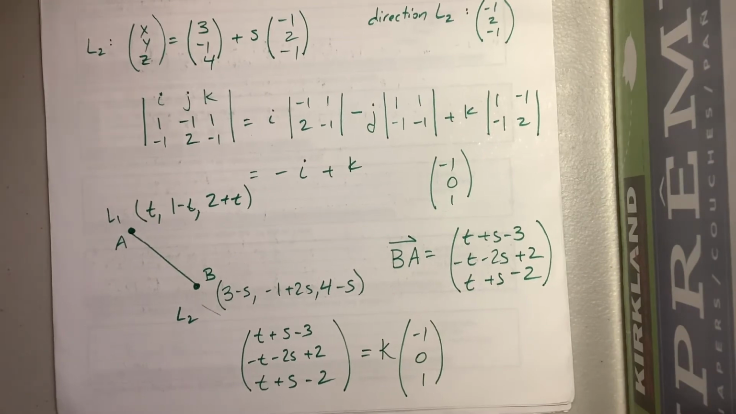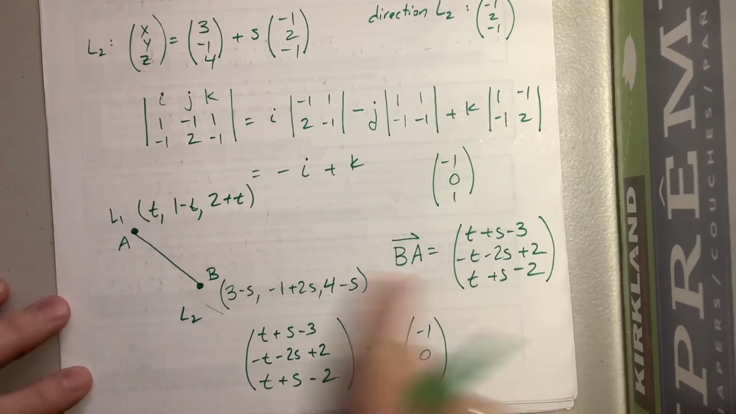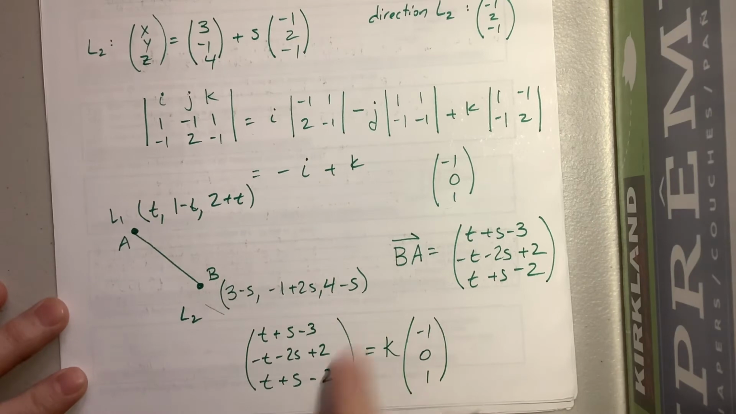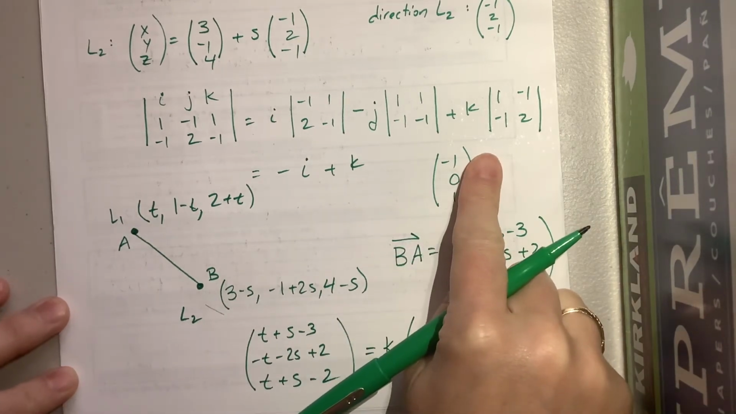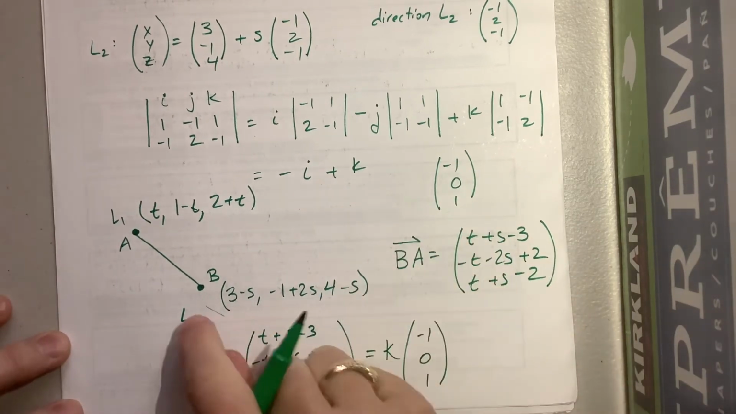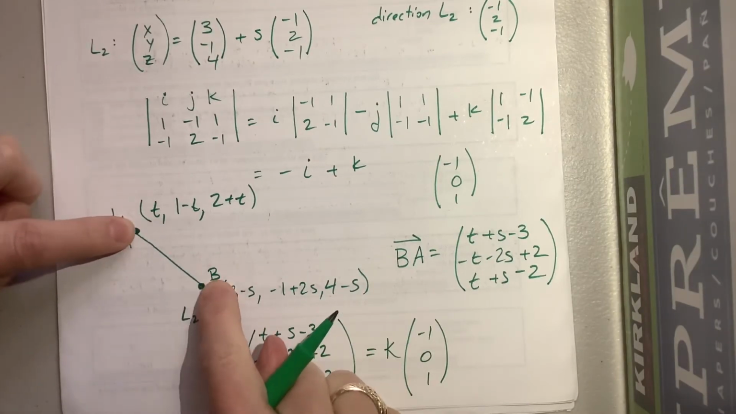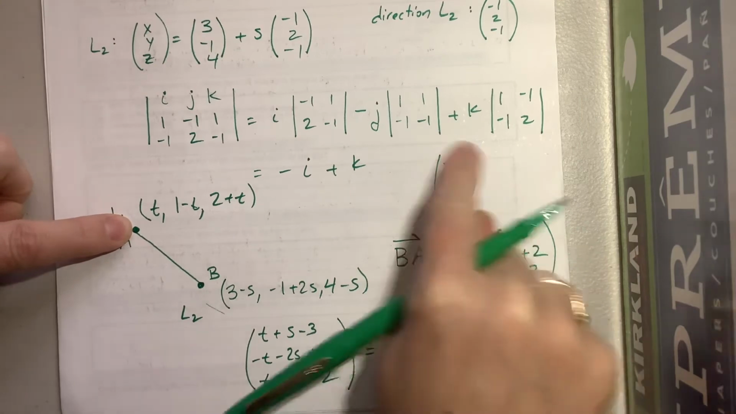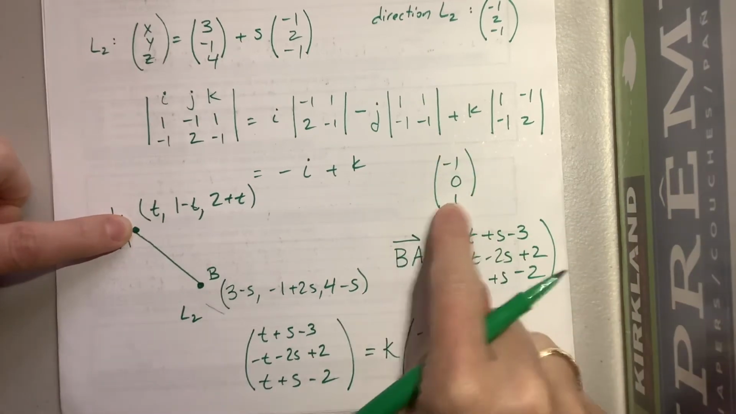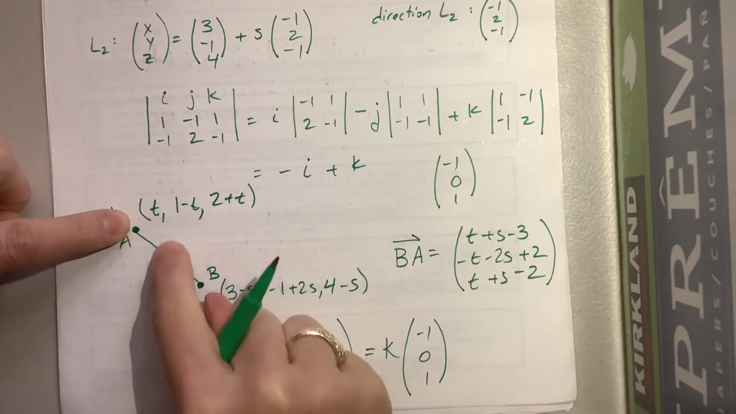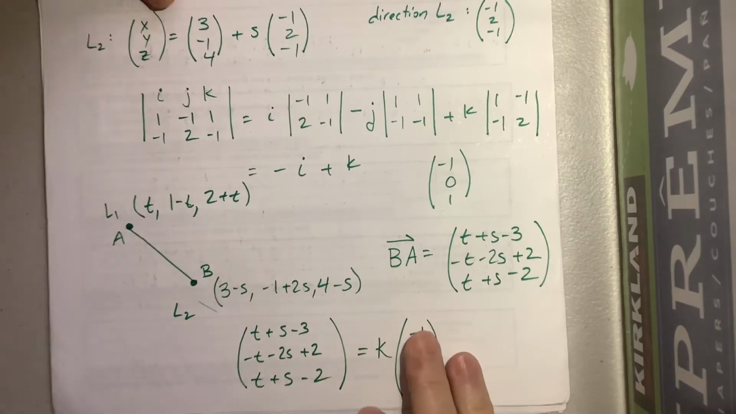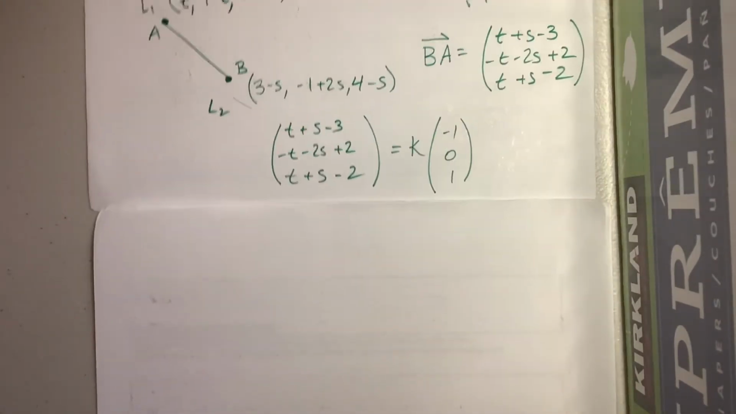Okay, so if that's true, then that means that this vector between these points will be parallel to something that's perpendicular to both of them. So basically what happens is we don't know how far apart A and B are, but we know that this vector needs to be in that same direction as this one, because that makes sure that it's perpendicular to both of the lines. Okay, so let me keep going.